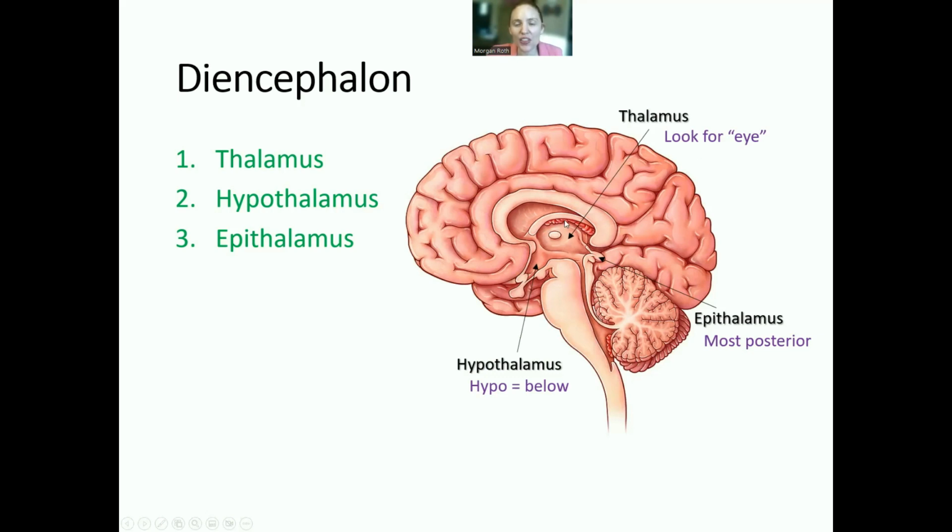And below the thalamus is the hypothalamus. As we already have seen, hypo means below, so that's this part right here. To me, if the thalamus is the eye, this is the nose. That's just how I think of it. And then posterior to that, this region right here with this little bump, that would be the epithalamus. So collectively, the region for those three is the diencephalon.